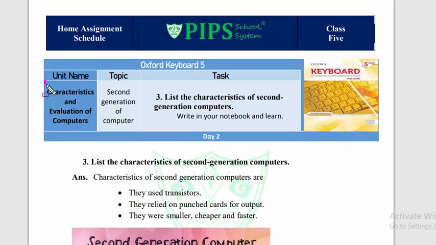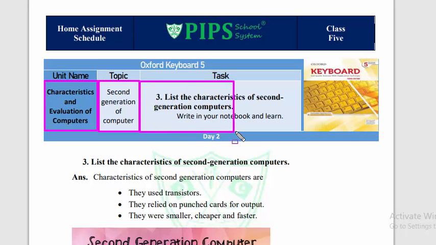So we have started our unit, characteristics and evolution of computers. Today's topic is the second generation of computers. In this chapter we will learn about the first, second, third and fourth generations of computers. But here the topic is the second generation of computers, and the task you have to perform is a question: list the characteristics of second generation computers, write in your notebook and learn.